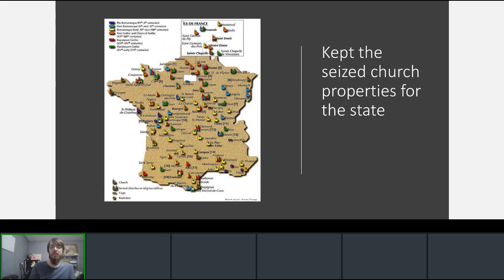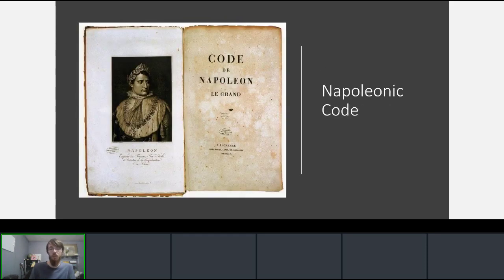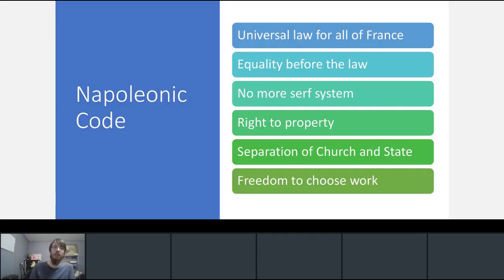However, he kept the seized land and the properties from the Catholic Church. And the Catholic Church had just a ton of land in France before the Revolution. He's also going to make the Napoleonic Code, where he's going to unify all the laws within France. So universal law for all of France.